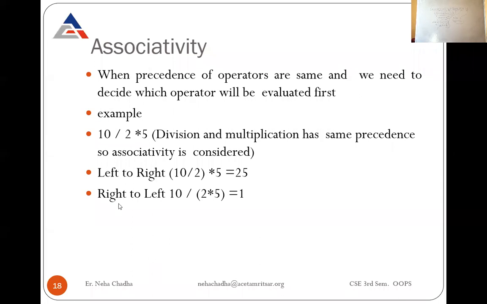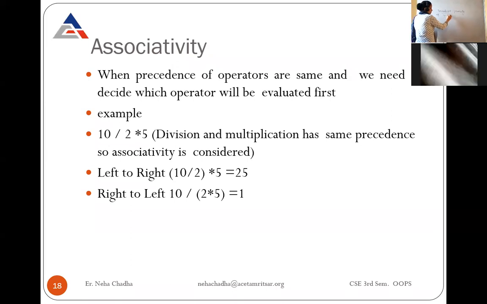As in the example, if you are going to divide 10 by 2 and multiply by 5, division and multiplication have the same precedence, so associativity is considered. Here I will show you one example of the difference between precedence and associativity. First thing that you are going to consider is your precedence, that is the priority of operators.